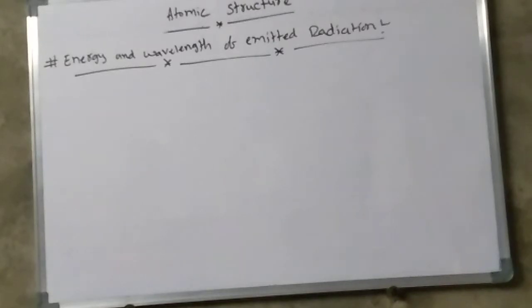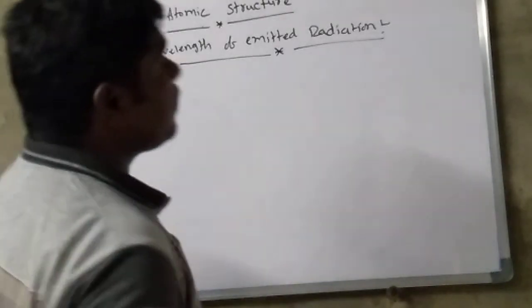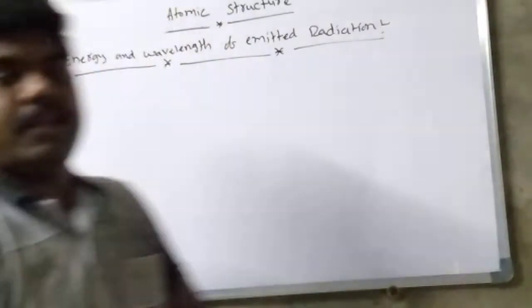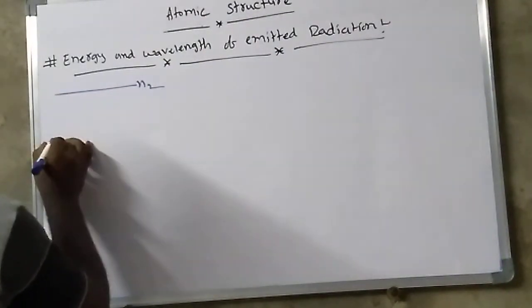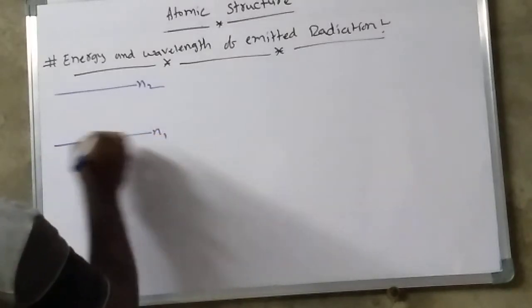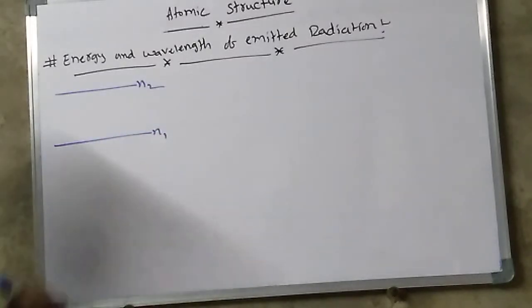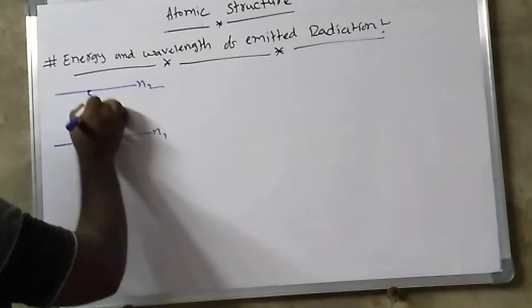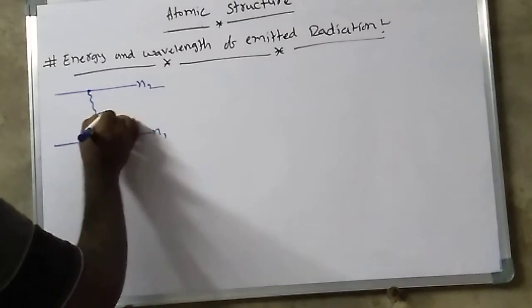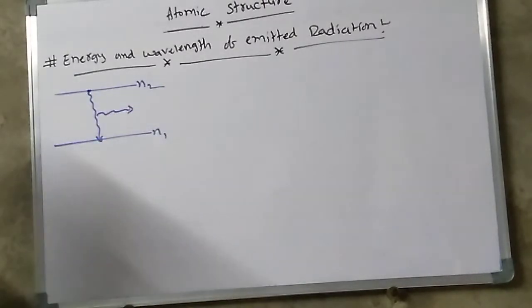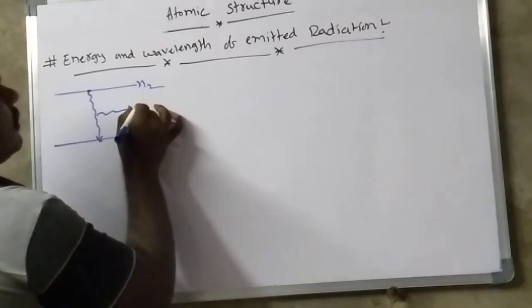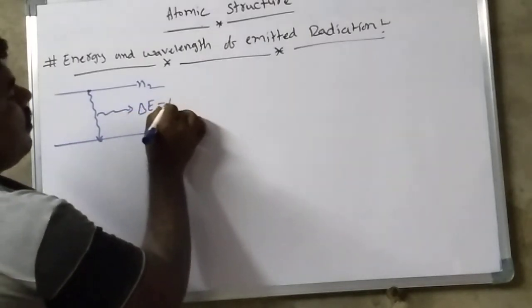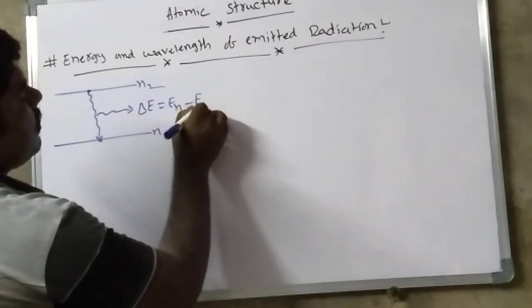Another important topic: energy and wavelength of emitted radiation. Let us consider this is the N2 energy level and this is the N1 energy level. Here the electron moves from the higher energy level to the lower energy level, a photon is emitted, and energy is released. This energy delta E is equal to En2 minus En1.